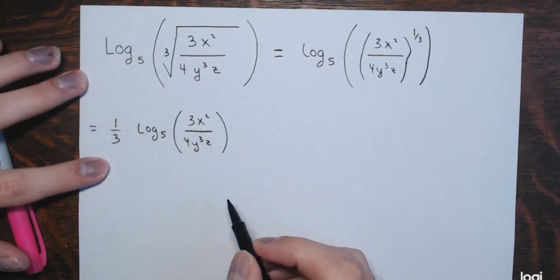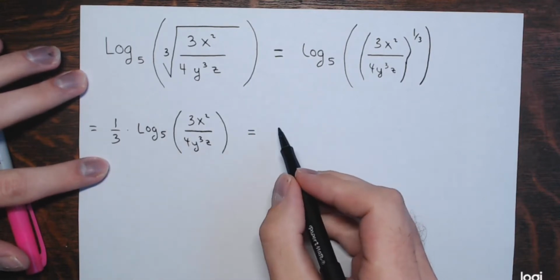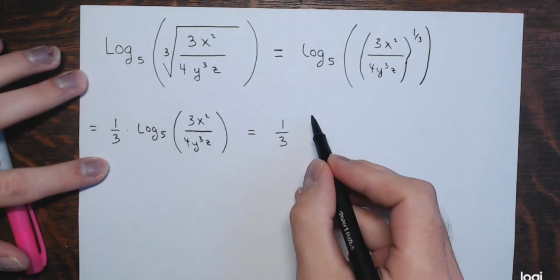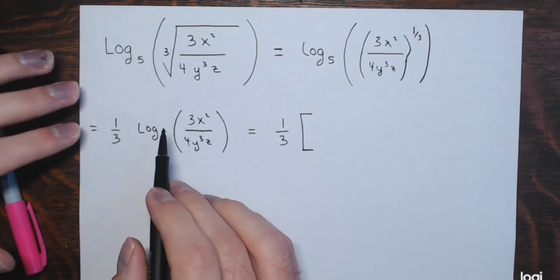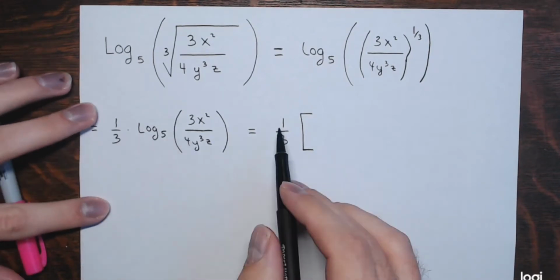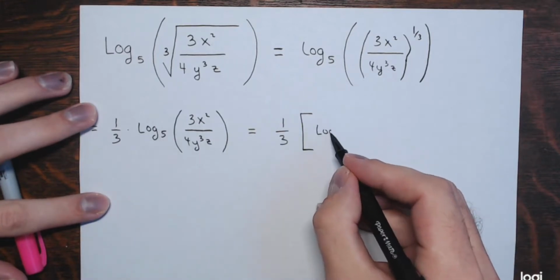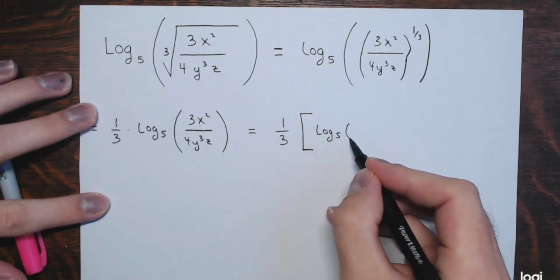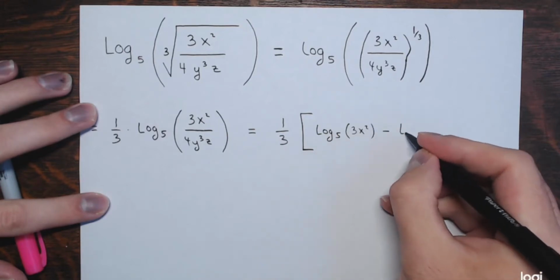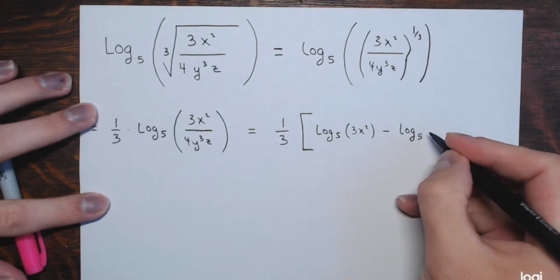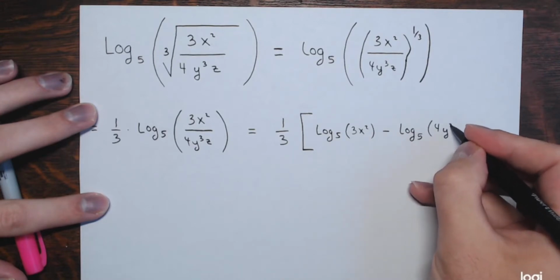Right? And then I say, hey, this is a fraction. So I can write it as the difference of 2 logs. Now don't forget, everything is being multiplied by 1/3. Right? 1/3 times this whole log. So it's 1/3 times the quantity, and then log of the numerator. Right, log base 5 of 3x squared minus the log of the denominator, the log base 5 of 4y cubed z.